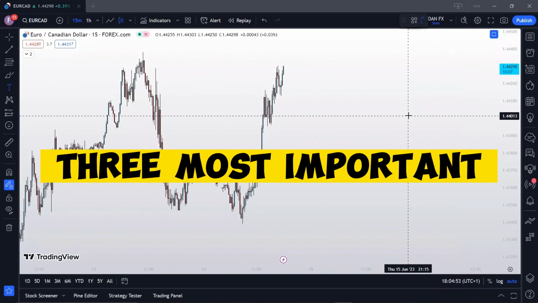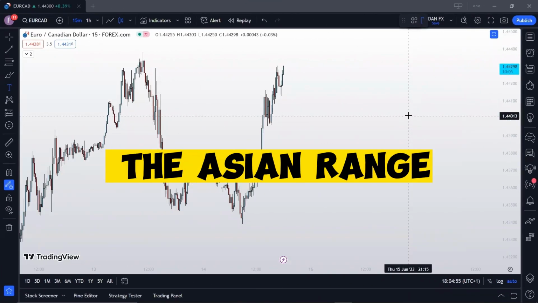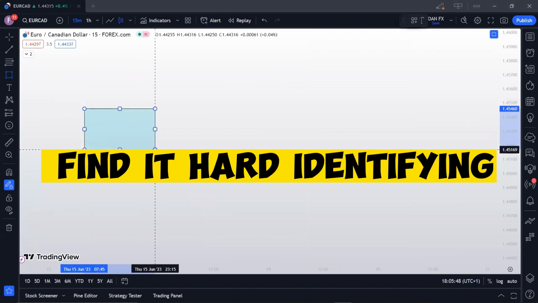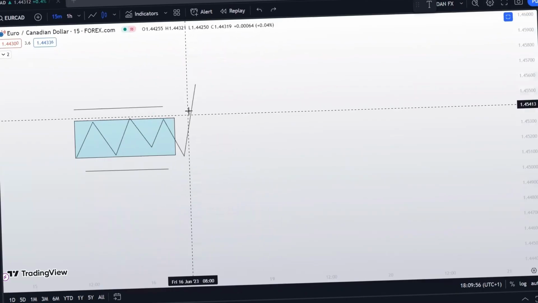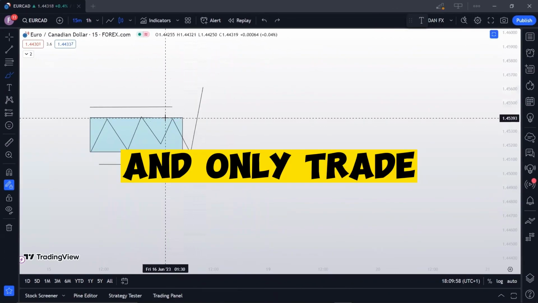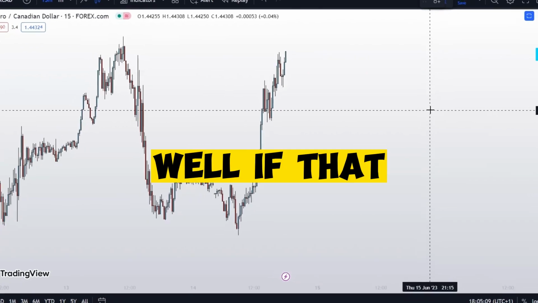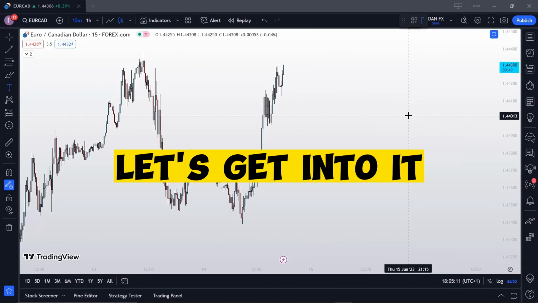Here are the three most important rules you need to know when trading the Asian range. A lot of people find it hard identifying the correct Asian range. Well, in this video, I'm going to be clarifying some things, and hopefully by the end of this video, you'll be able to apply these rules and only trade the correct Asian range. Well, if that sounds interesting, let's get into it.